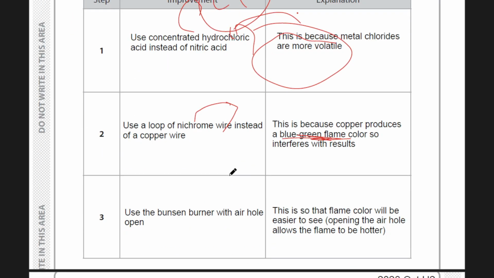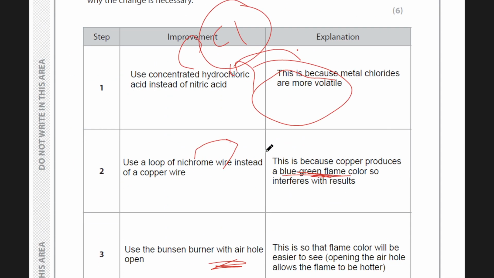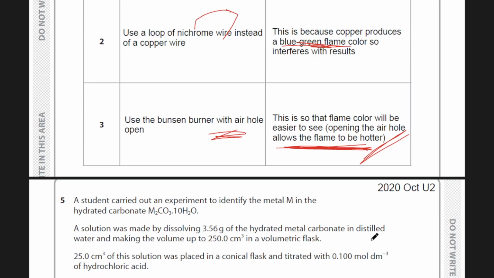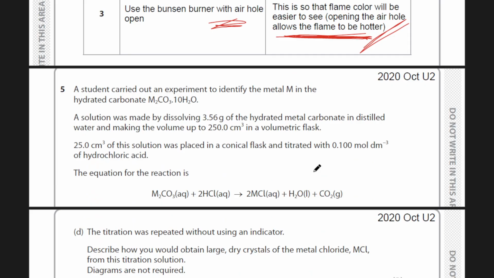Use the Bunsen burner with the air hole open. This is very important because they have said in step 3 the air hole is closed. The air hole must be open because the flame color will be much easier to see, and it will also allow the flame to be hotter, because if the flame is hotter, the color will be denser and have a higher intensity, so the flame color can be observed.